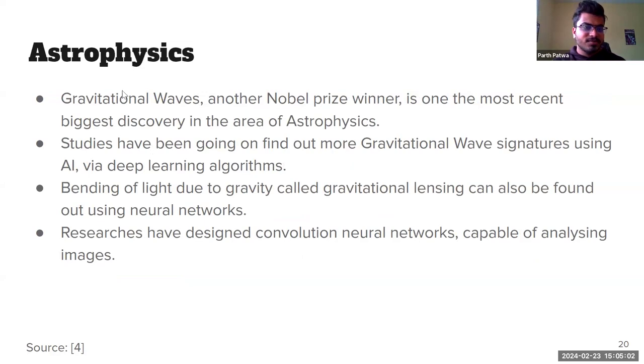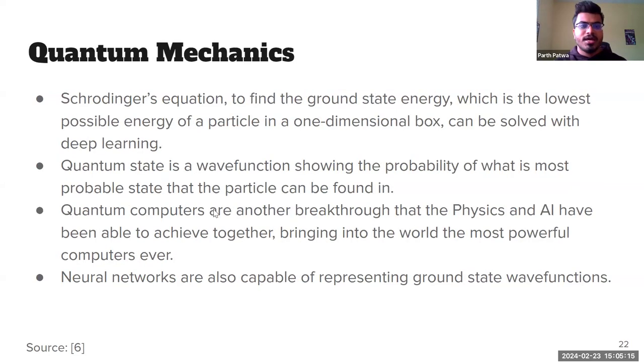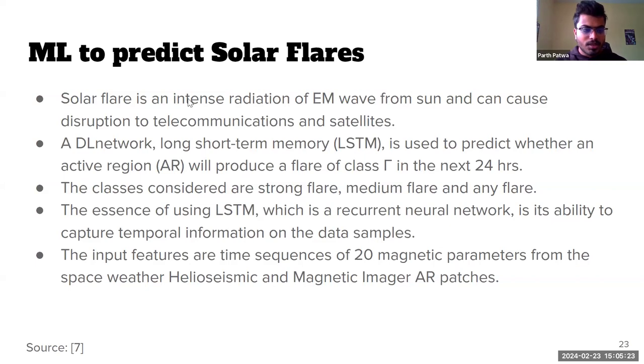In astrophysics, it is being used to detect gravitational waves. It is being used in nuclear physics to identify electrons and determine heavy quarks, and in quantum mechanics, where neural networks are capable of representing ground state wave functions. Another interesting application is solar flares.